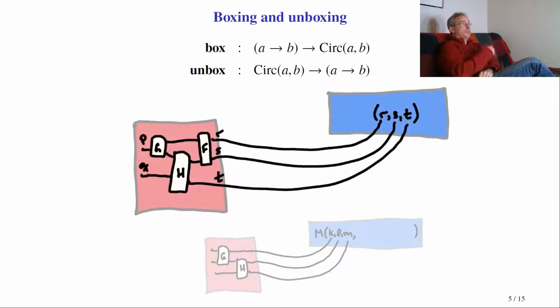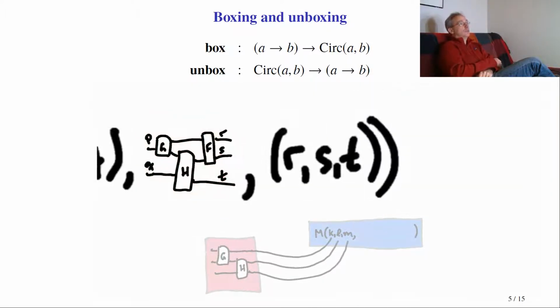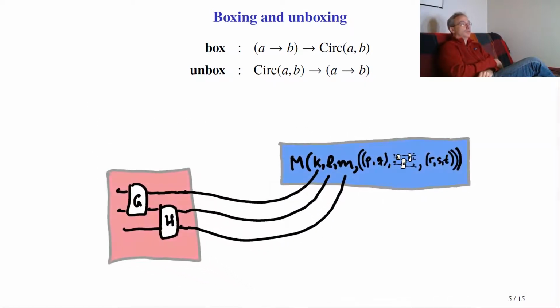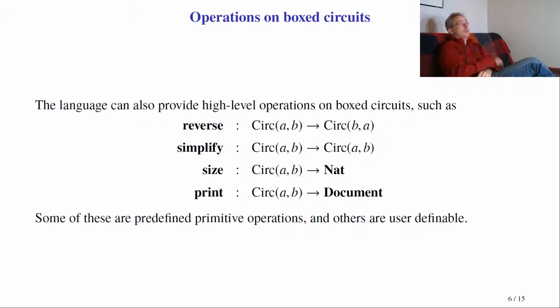And when that term finishes, then the whole circuit is put into a data structure and becomes the return value of the box operation. And once you have this ability to box circuits, then you also have all kinds of things you can do with the box circuit. For example, reversing it, simplifying it, applying a gate transformer that maybe replaces certain gates by other gates, and so on. And some of these will be predefined as primitive operations in the programming language, and other ones will hopefully be definable by the user.